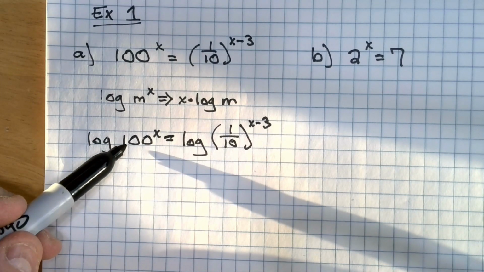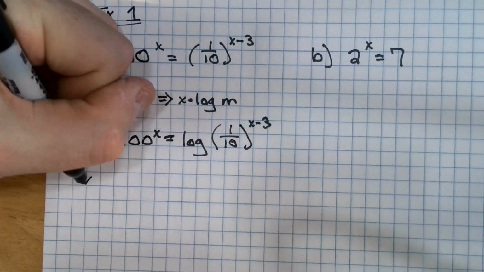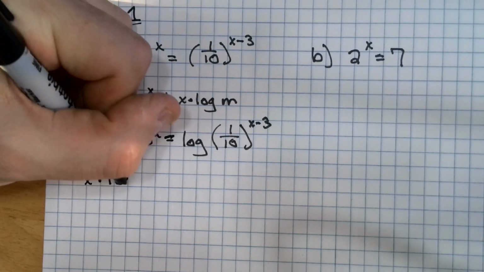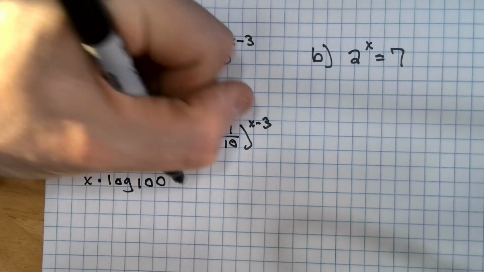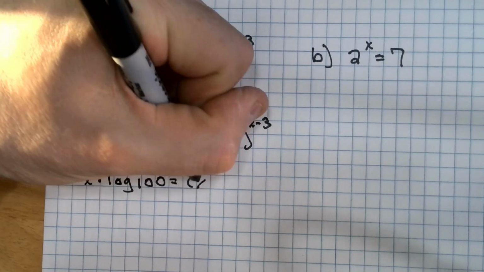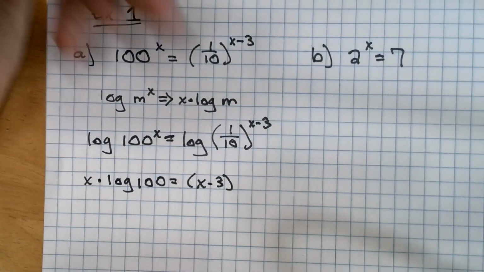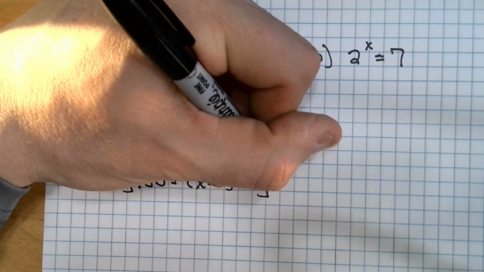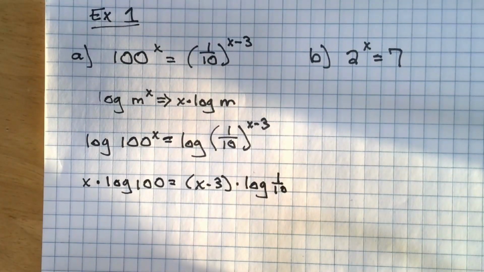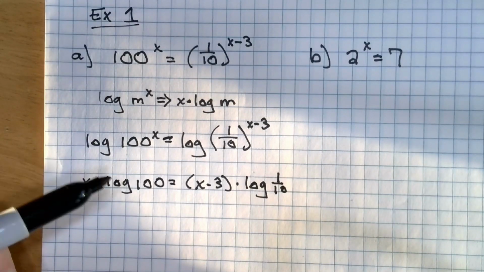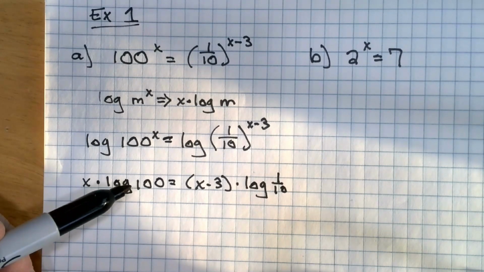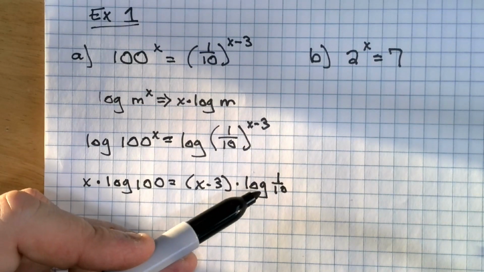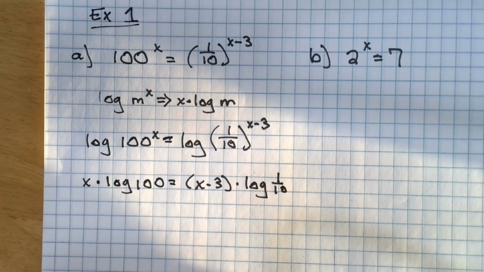So when I apply it over here on the left side, what we end up with is x times the logarithm of 100 equals, and we'll put the x minus 3, this exponent, in parentheses, times the logarithm of 1/10. And so we end up with something that looks like that. Now, the cool thing that we can work with now is we know what the logarithm of 100 is. We can do that in our calculator. And we know what the logarithm of 1/10 is. We can do that in our calculator also.